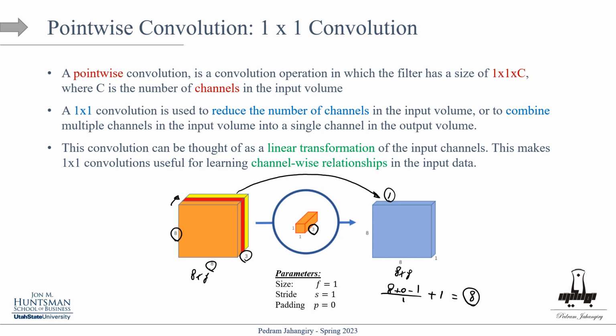Also remember that this convolution can be thought of as a linear transformation of the input channels. So the whole point is dealing with the channels, right? And you want to come up with a linear transformation of those channels. Let's say we have 5 different channels. We want to come up with a linear combination of those 5 and transform it into 1 channel. This makes the one-by-one convolution useful for learning channel-wise relationships in the input data, right? So we're not going to apply one-by-one convolutions in a vacuum. Of course, we have to combine it with standard convolution and depthwise convolution, and make sure that we're looking at spatial relationships as well as the depthwise relationships, like something like this.